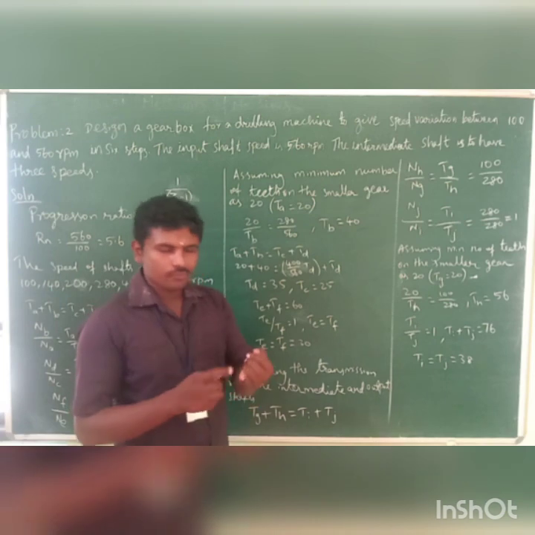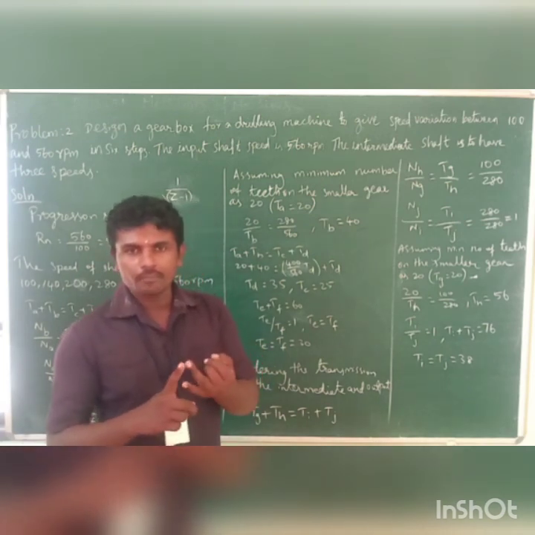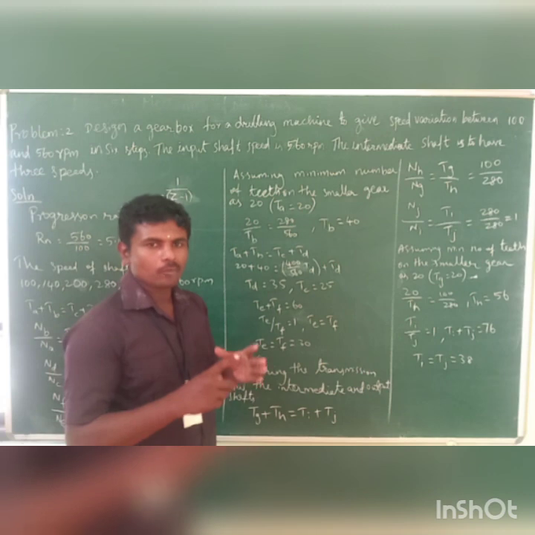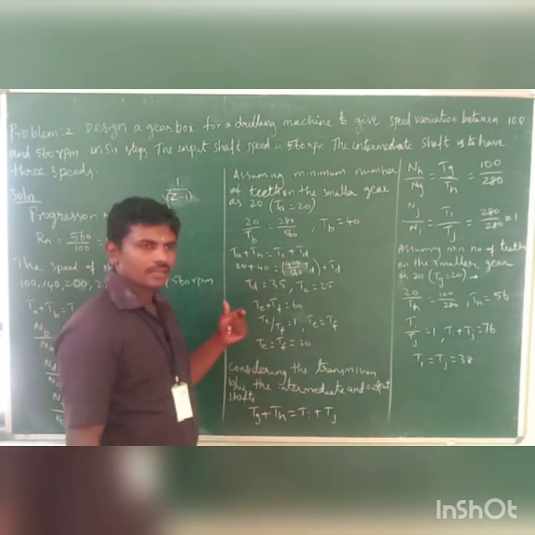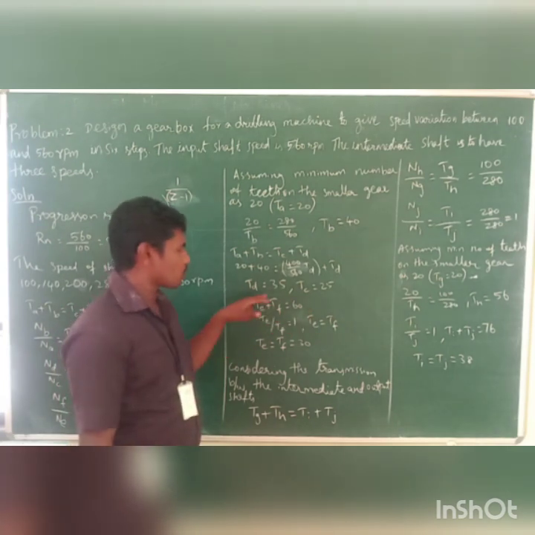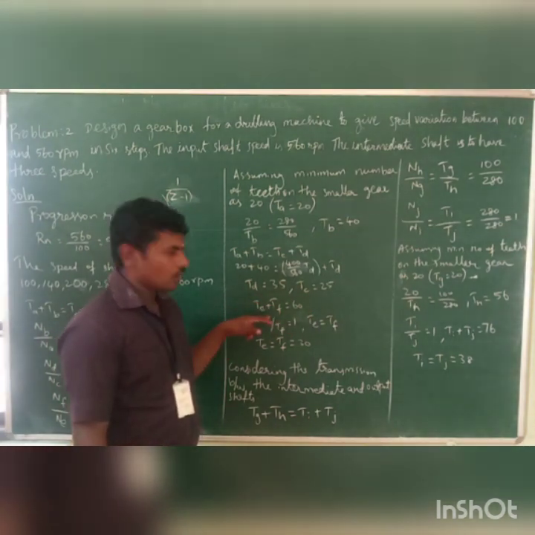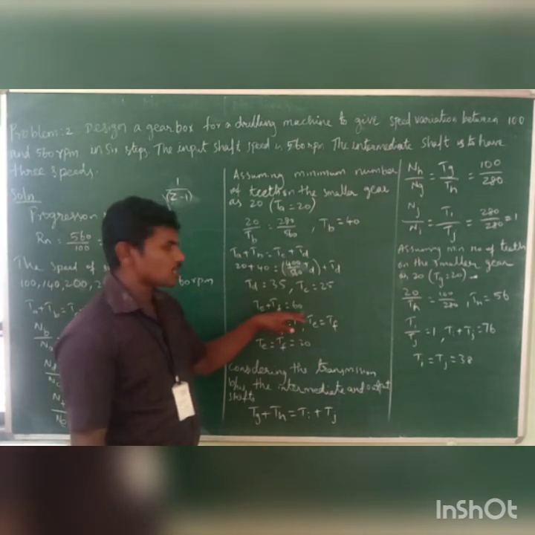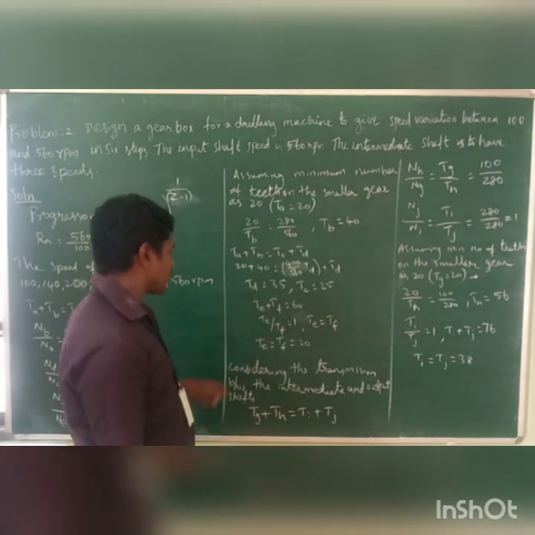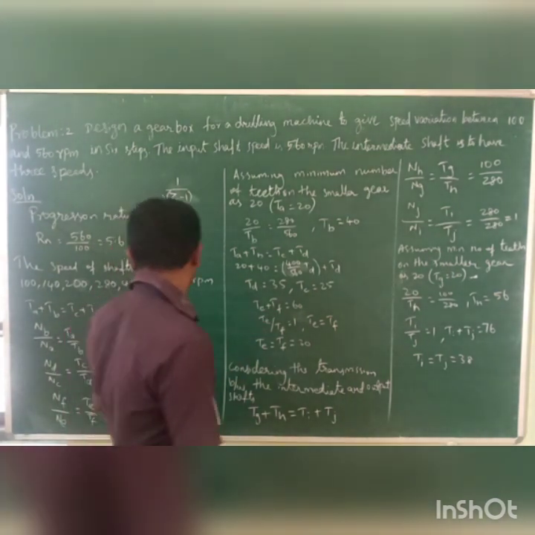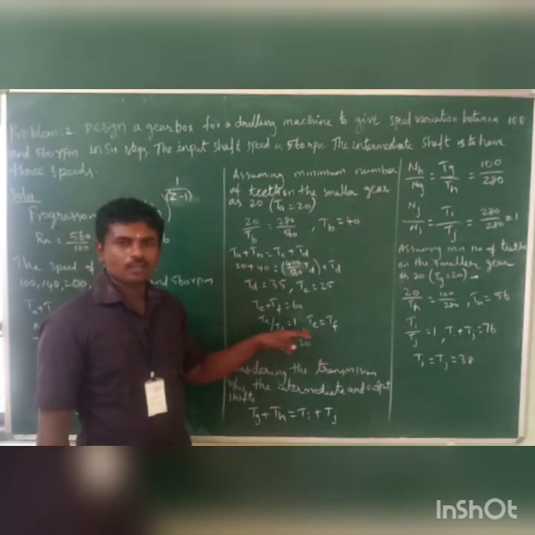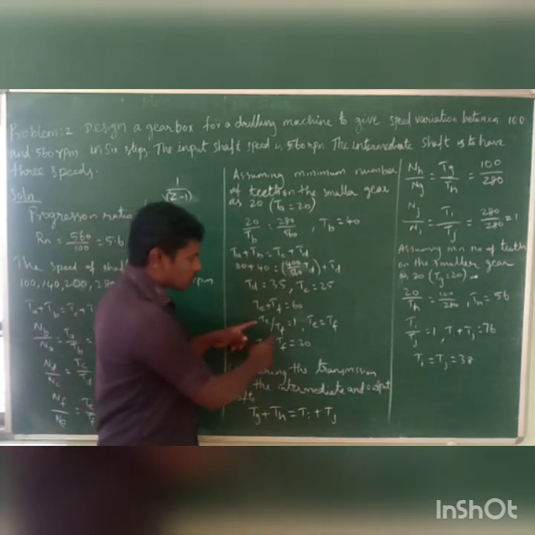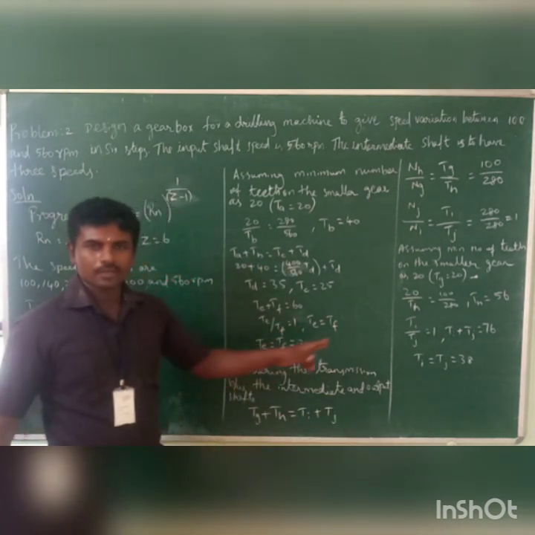After finding the number of teeth for A, B, C, D gears, I am going to find the number of teeth for E and F gears. For that I am going to equate the equation: TE plus TF equal to 60. Right? Already we know the relation TE by TF equal to 1. So TE equal to TF, right? Cross multiply this, TE equal to TF, that we get.